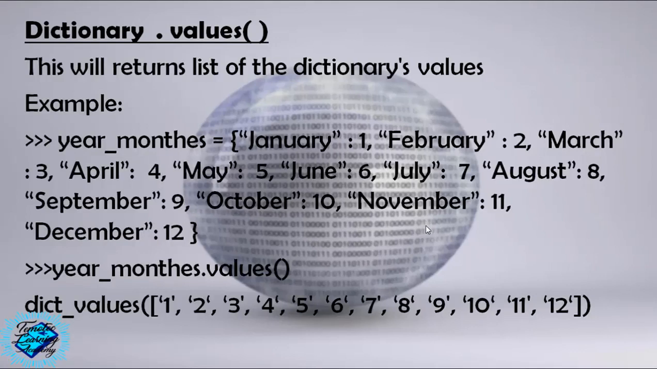Dictionary.values. This will return a list of the dictionary's values. year_months = {'January': 1, 'February': 2, 'March': 3, 'April': 4, 'May': 5, 'June': 6, 'July': 7, 'August': 8, 'September': 9, 'October': 10, 'November': 11, 'December': 12}. year_months.values() gives dict_values([1, 2, 3, 4, 5, 6, 7, 8, 9, 10, 11, 12]). So it will give us the values of the dictionary.